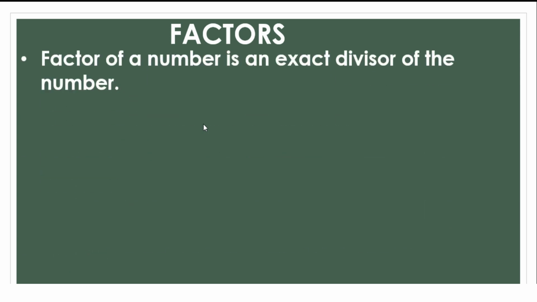The first one, factors. What is meant by factors? A factor of a number is an exact divisor of the number. That is, when you divide a number, it must give the remainder as 0. Yes. Let us see an example. Let us find the factors of 12.